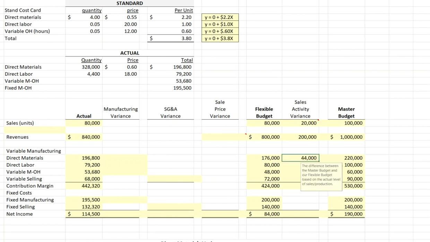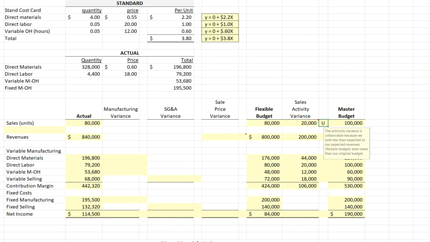$200,000. Our direct material activity variance is $44,000, $20,000 for direct labor, $12,000 for variable manufacturing overhead, $18,000 for variable selling, and we've got a $106,000 sales activity variance for our contribution margin. Notice there's no activity variance for fixed costs because they remain constant.